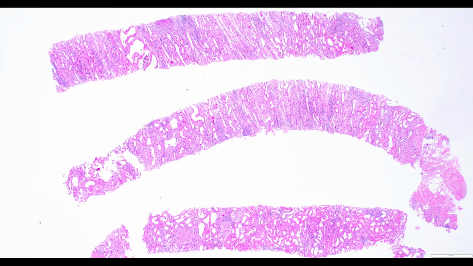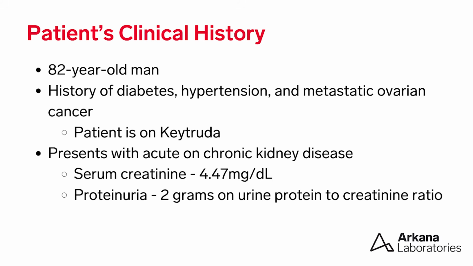Yes, let's do this. So the patient is an 82-year-old woman with a history of diabetes, hypertension, and metastatic ovarian cancer on Keytruda, who presents with acute on chronic kidney disease, serum creatinine 4.47 milligrams per deciliter, and proteinuria 2 grams on urine protein to creatinine ratio. What does the light microscopy show?